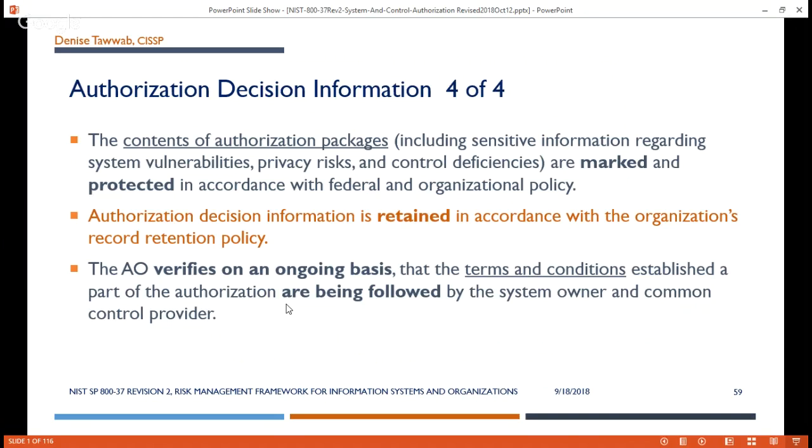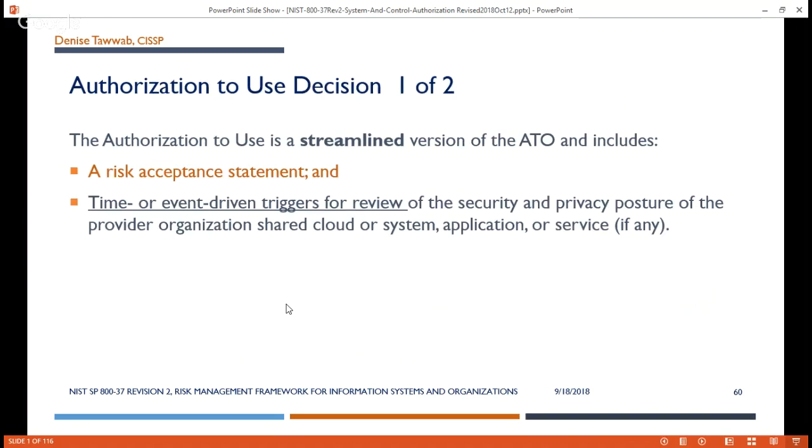The AO verifies on an ongoing basis that the terms and conditions established as part of the authorization are being followed by the system owner and the common control provider. So the long and short of it is you can't just spin up a system and use it in an environment where risk management is happening and information security risk management is happening. The authorization to use is a streamlined version of the ATO and includes a risk acceptance statement and time or event driven triggers.